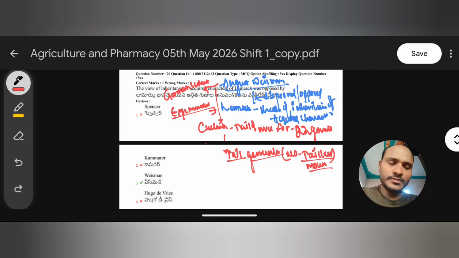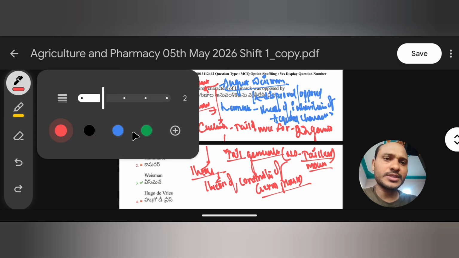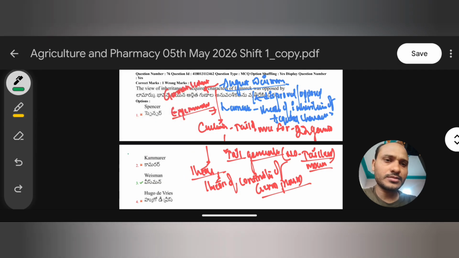So finally, by this experiment he proposed a theory. August Weismann proposed a theory. The theory is the continuity of germplasm theory. Very important. The theory of continuity of germplasm. This theory explained germ cells. Germ cells here are nothing but reproductive cells.